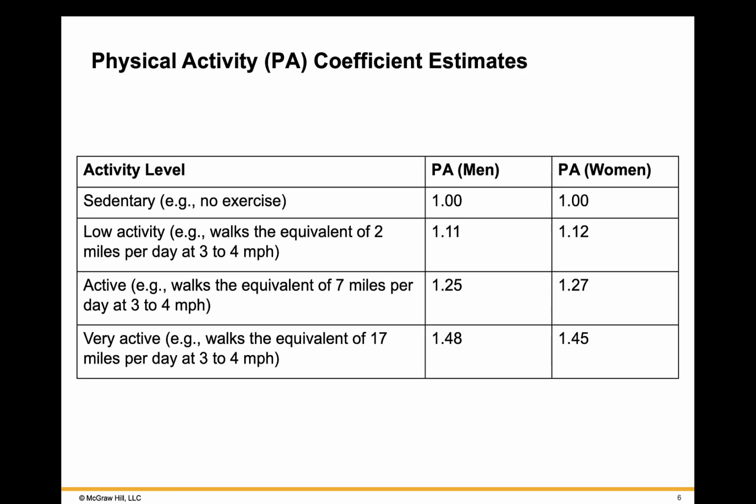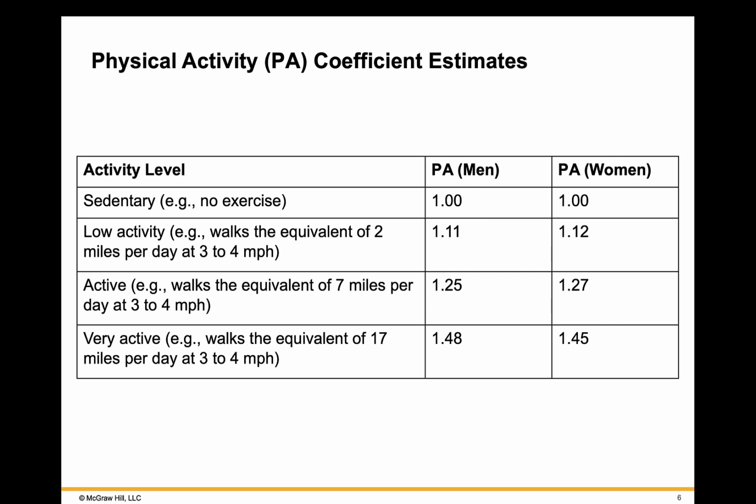Now, here we look at a physical activity coefficient estimate, and this is used as an index of overall activity levels. Sedentary, which is no exercise whatsoever, is going to be a physical activity coefficient of 1 for males and females.